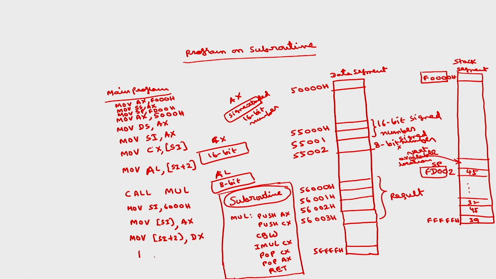So, the 16-bit result will be stored in these 4 locations, 56,000 to 56,003. This is about a simple multiplication of an 8-bit number by a 16-bit number, but using the subroutine concept. Okay. So, these are some programs that I have discussed in the last 2 classes.